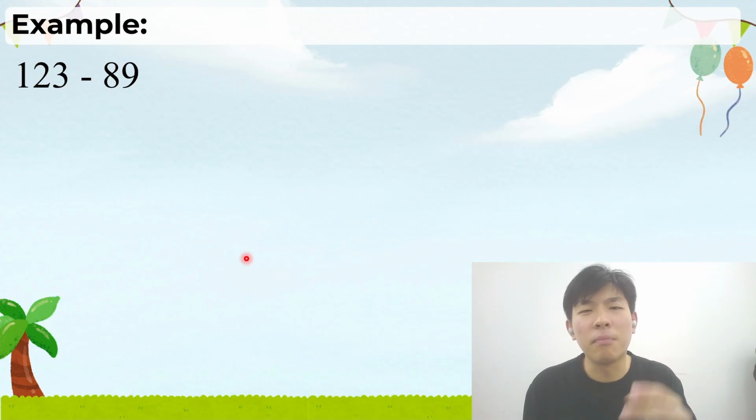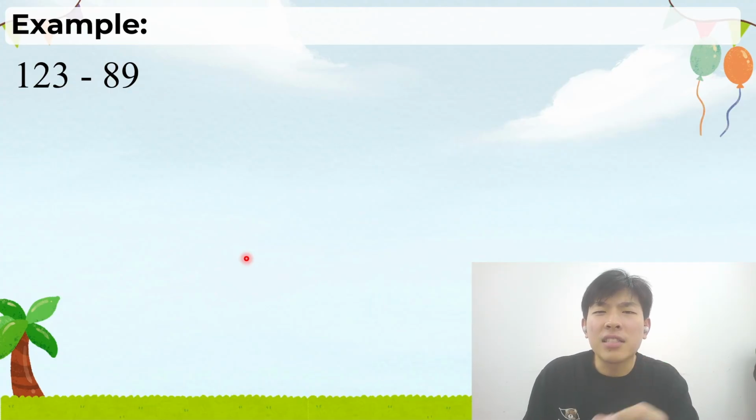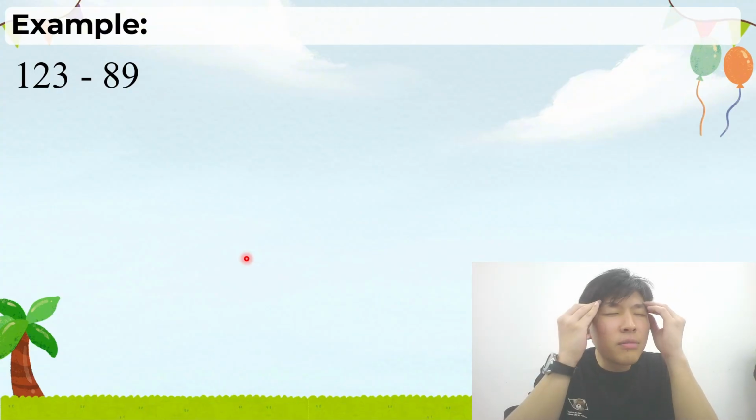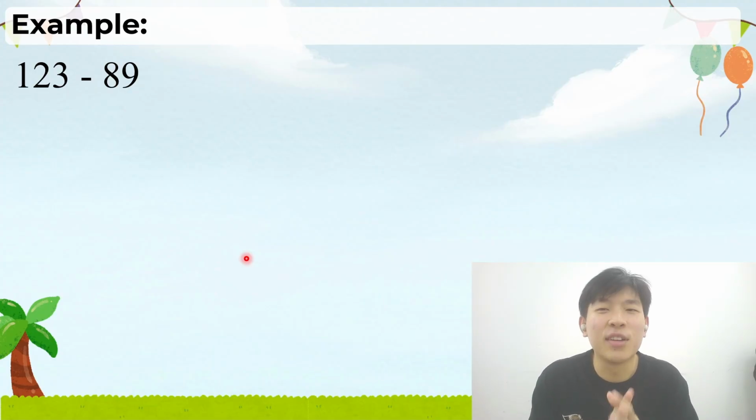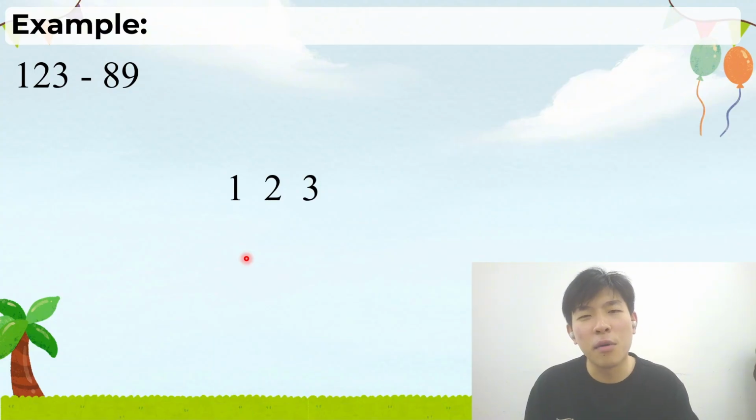So 123 minus 89. Now, let me ask everyone here, what should you do? Would you just think 123 minus 89 in your brain, or would you do working? Yes, for those of you who say working, very good. We should do working. So now, let's try to do our working.